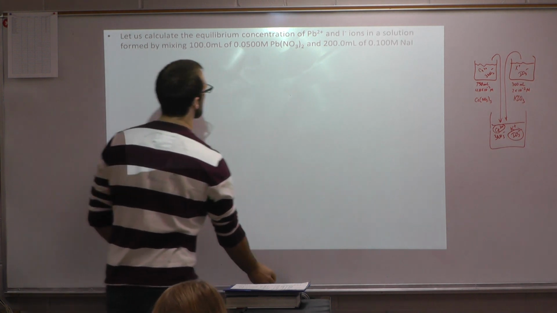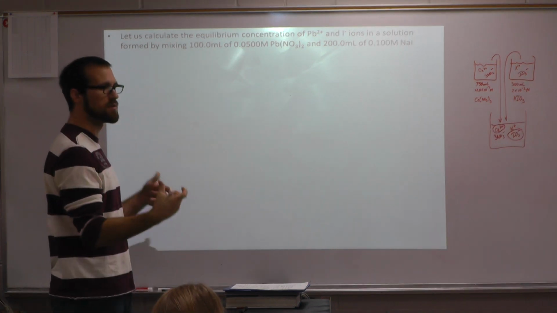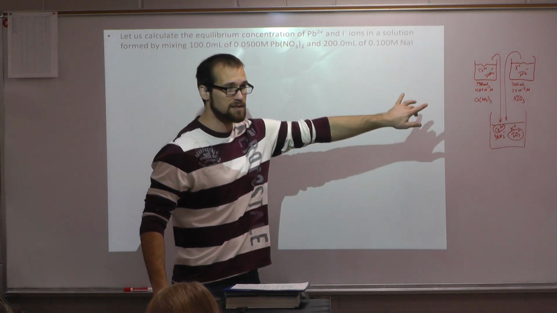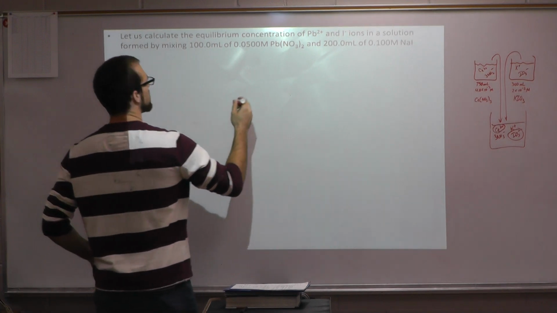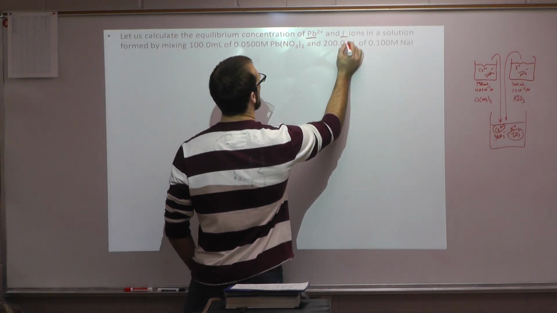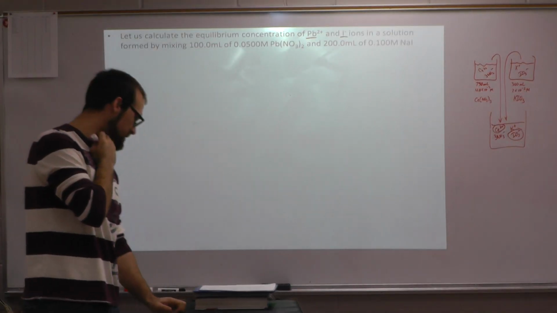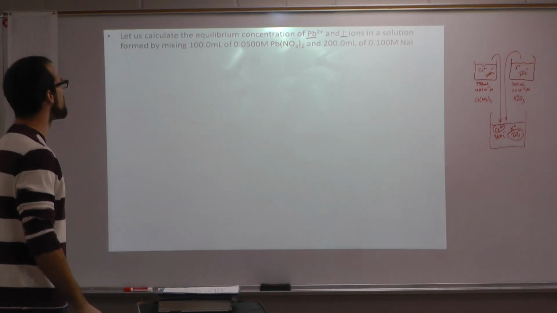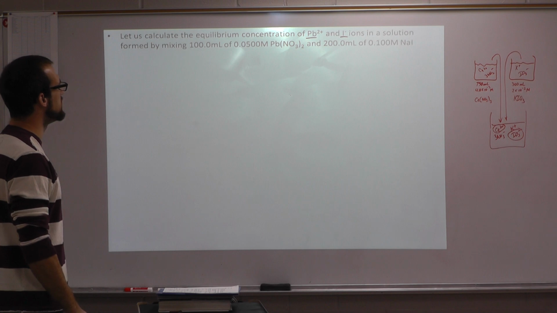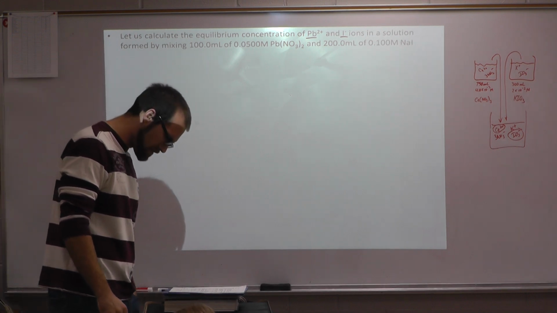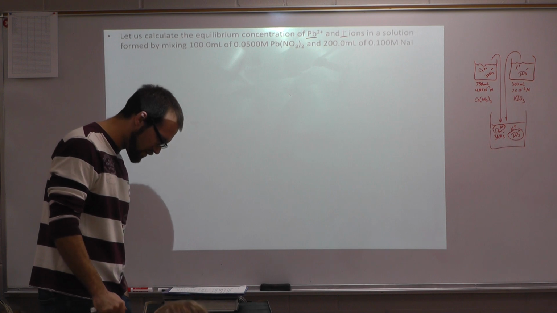Okay, so is it the same idea? Do we have two solutions that we're mixing together? Okay, so it's going to be similar to this. Notice that we're trying to figure out the concentrations of Pb and I. When I do this, I'm mixing PbNO3 and NaI. I think I'm missing one thing of information.